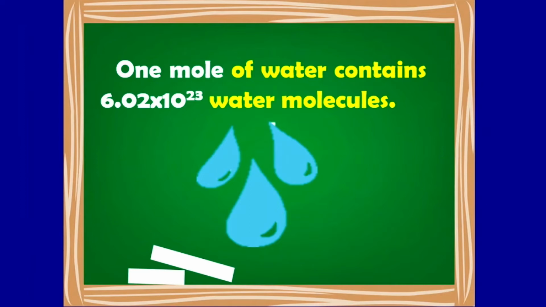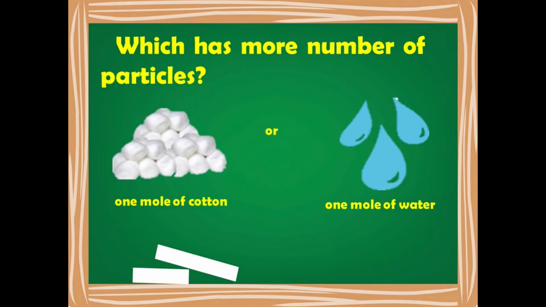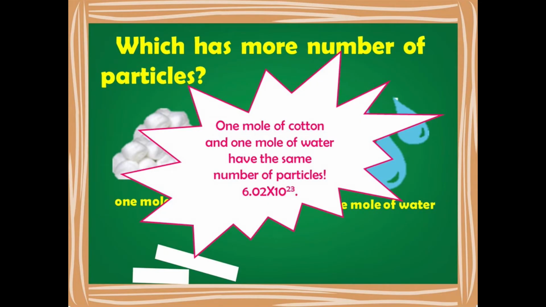Now, I have a question. Which has a greater number of particles? 1 mole of cotton or 1 mole of water? You're right! 1 mole of cotton and 1 mole of water have the same number of particles, which is equal to 6.02 times 10 raised to 23.